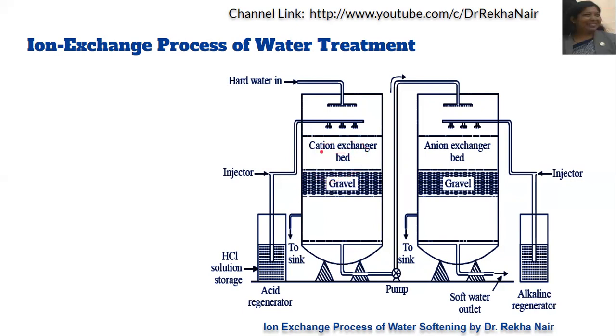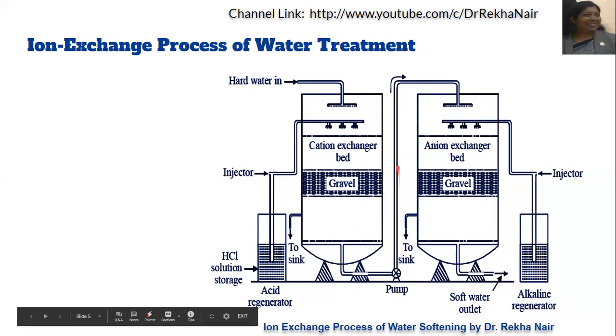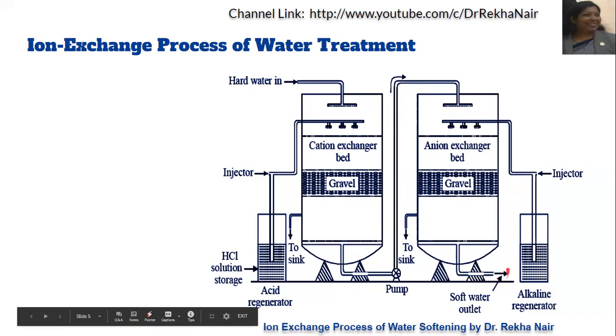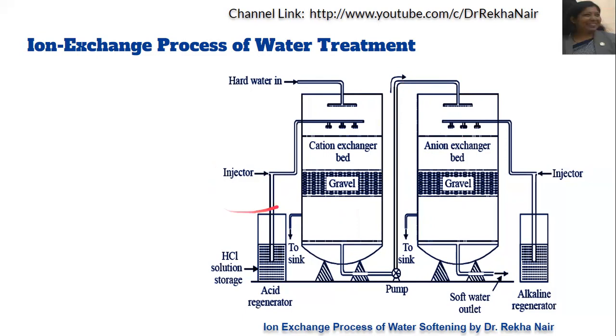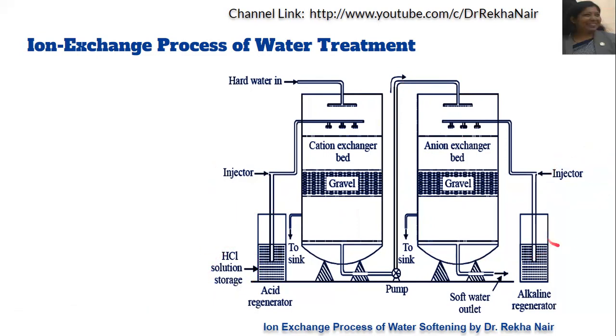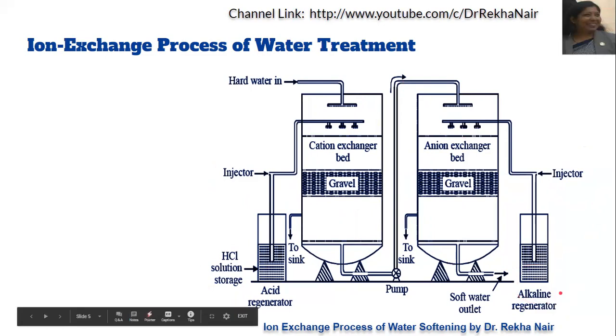In the zeolite process only one container was used, which contained the zeolite bed. Here the cation exchanger bed will remove the cations, and the water will be sent into the next container containing the anion exchanger bed. Here anions will be removed. This also is supported with the help of gravels, and this is the outlet for soft water. Here there is an injector of HCl solution, and here another injector containing alkaline regenerator.